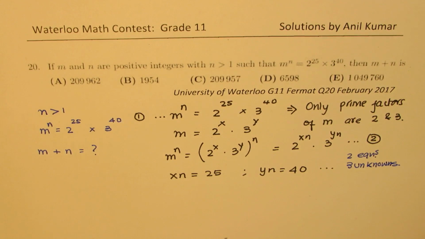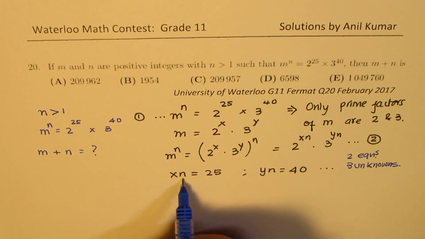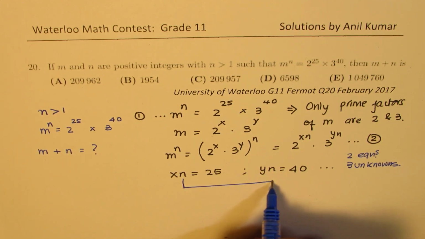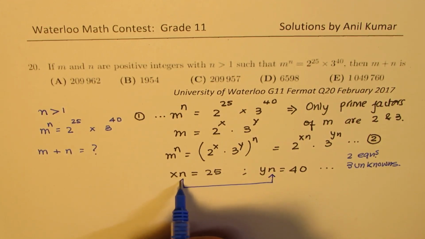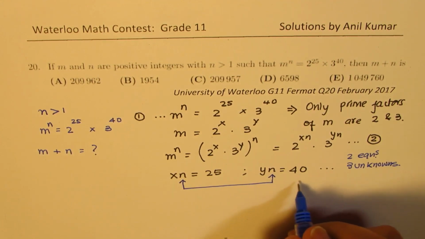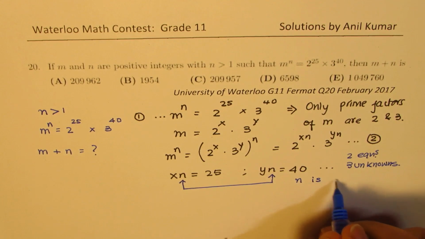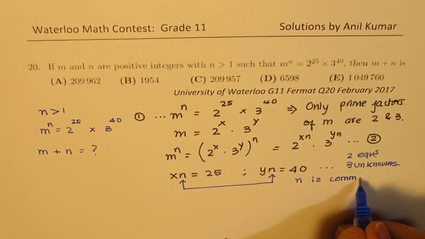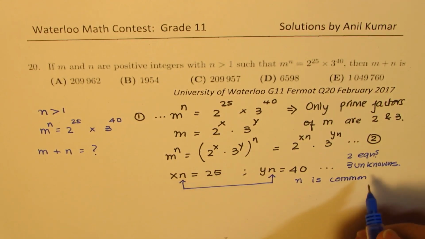So that means you have to do some guess and check or some other conditions you need to figure out to find the three unknowns. So an interesting condition here is that we have n as a common factor. Do you see that? In xn and yn, we have n as a common factor of both these terms, right?